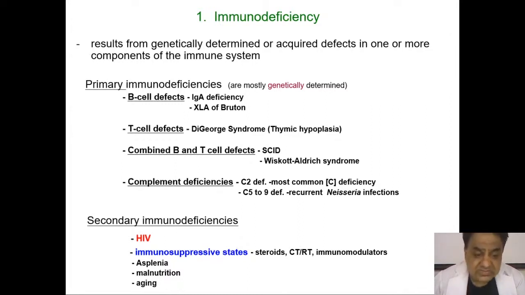Asplenia, absence of spleen, which I'll discuss as a small class in the next slides, is an important issue which is often forgotten. Malnutrition, protein energy malnutrition, common in third world countries and developing parts of the world, is an important secondary immunodeficiency. Aging, ultimately immunosenescence, is also an immunodeficient state.